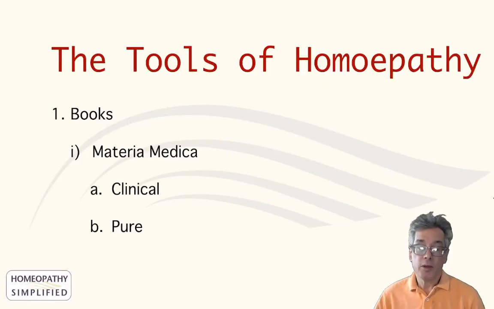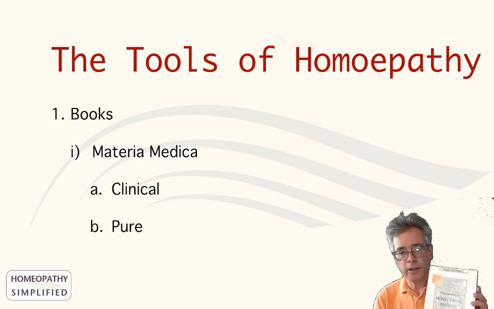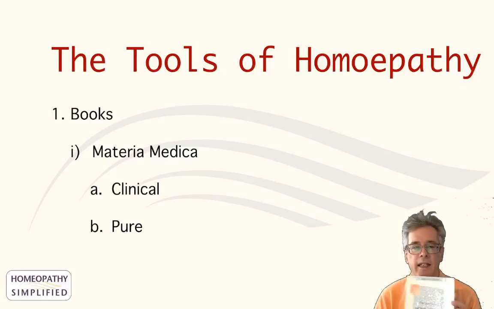And now we come to the tools of homeopathy, which in and of themselves are useful and helpful to make your choices of medicines. And there are very many types of books. So the category here is called materia medica. And materia medica, I might have one here. This is a French materia medica. I don't know if you can see it. And it lists remedies and the symptoms that they treat.